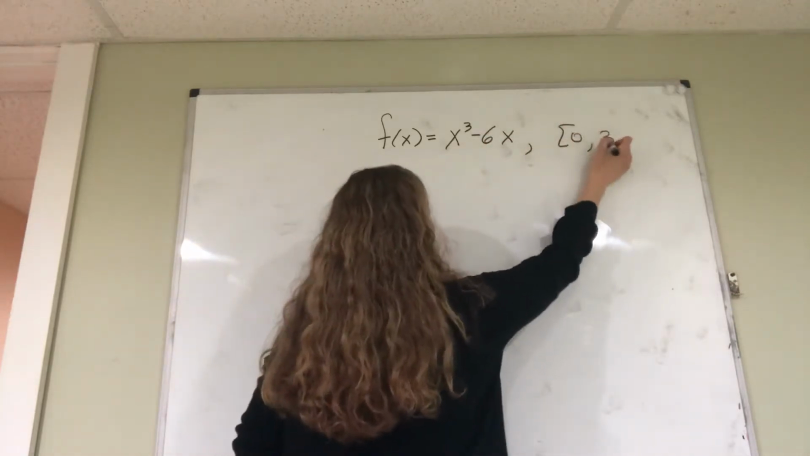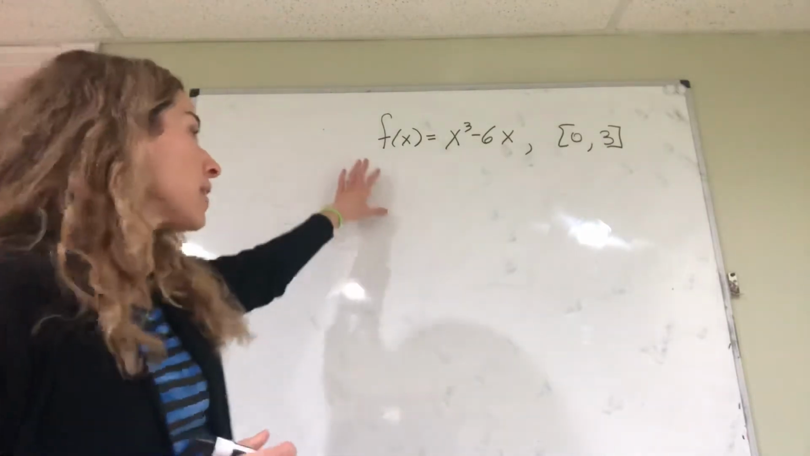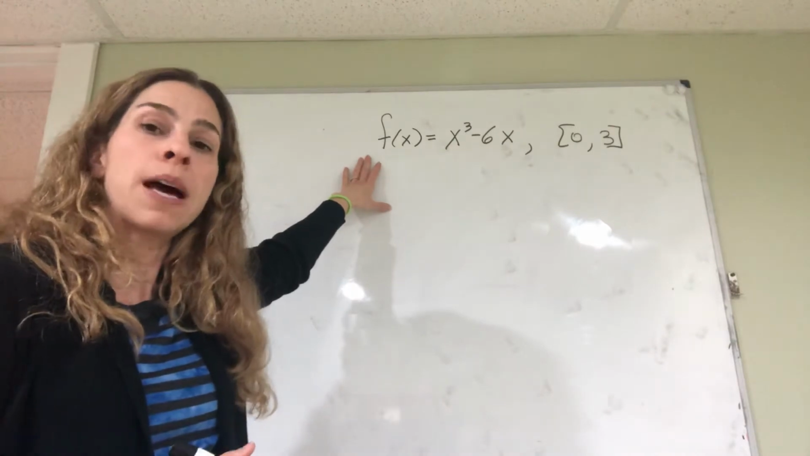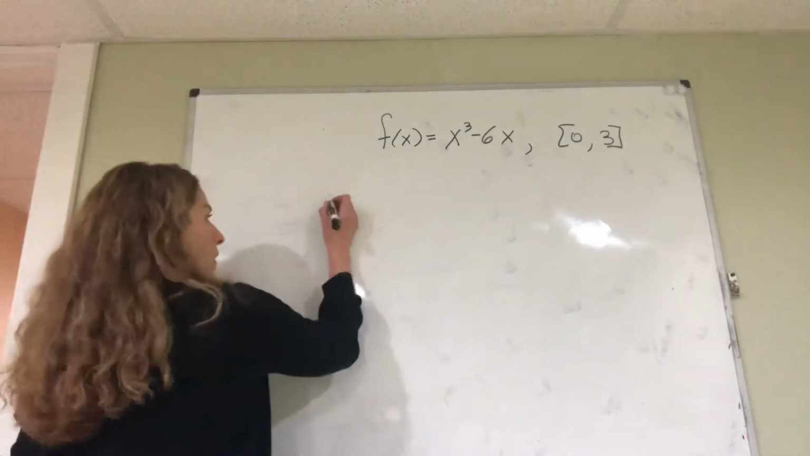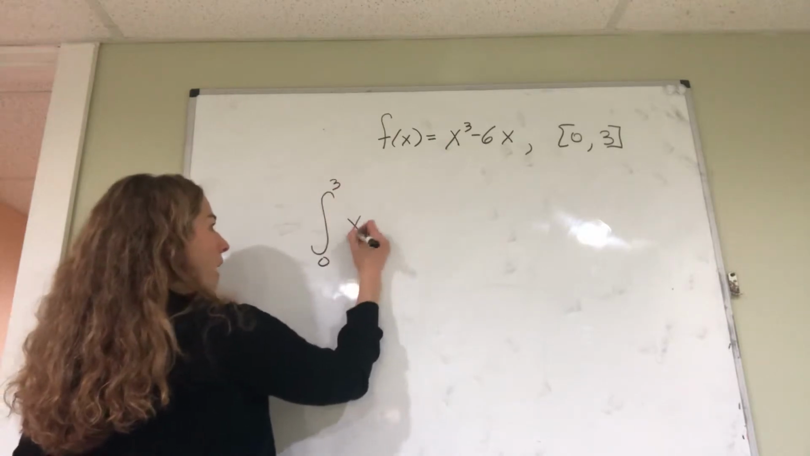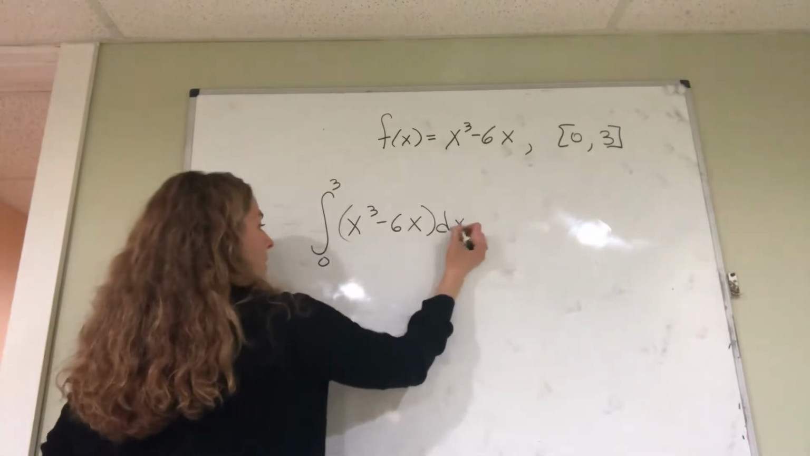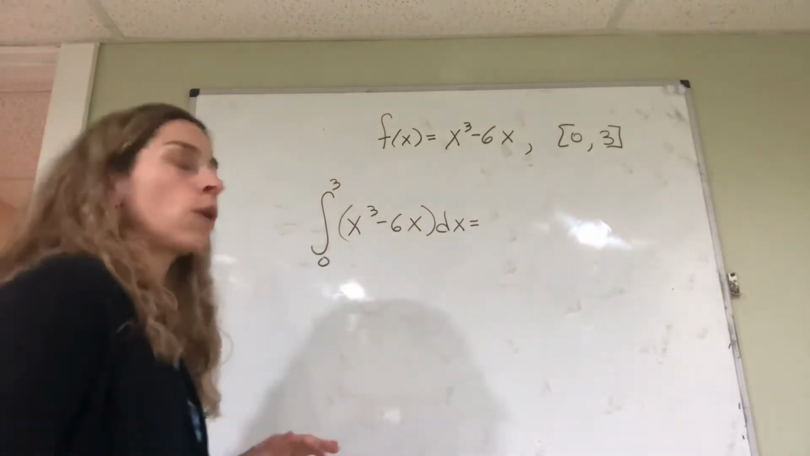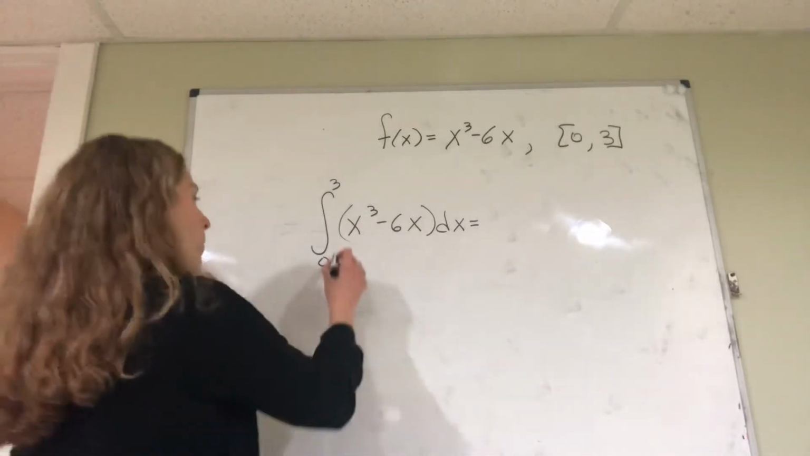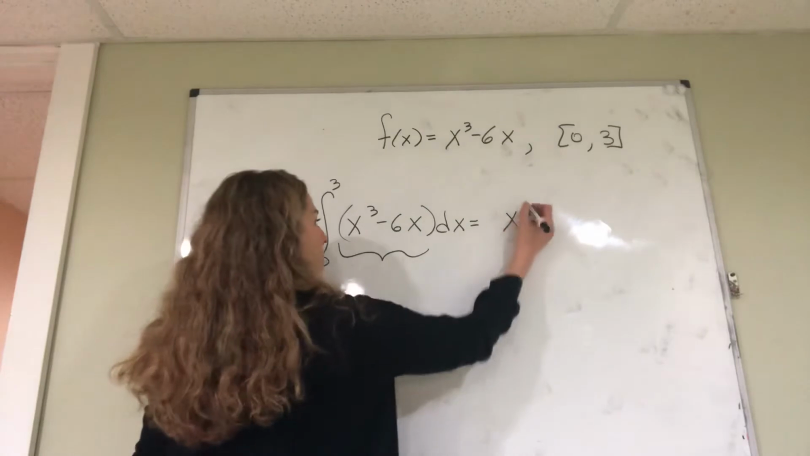Now we've already looked at this example, and we actually calculated the integral using the limit of the Riemann sum. We're going to now redo it using the fundamental theorem of calculus. So I want to know the integral from 0 to 3 of x cubed minus 6x dx. Instead of using the limit of the Riemann sum, which is a long process, we're just going to use the fundamental theorem of calculus.